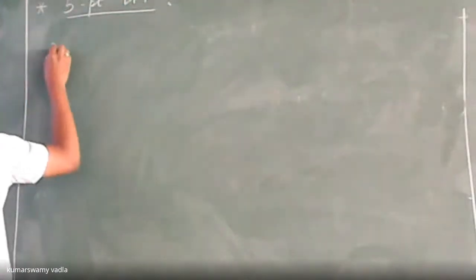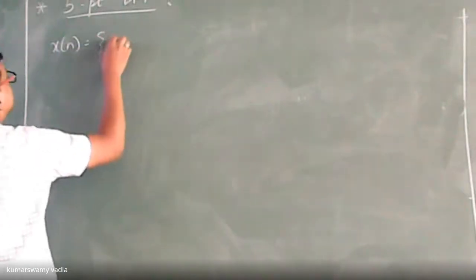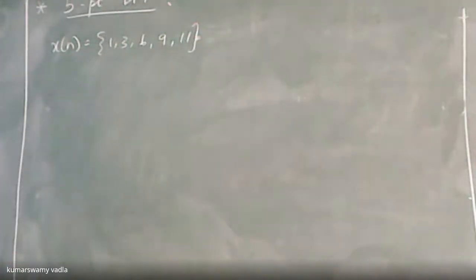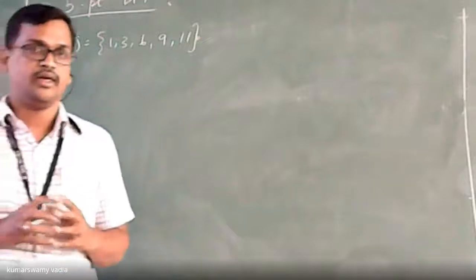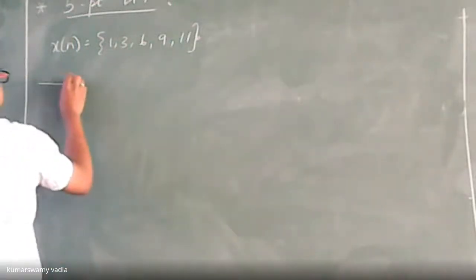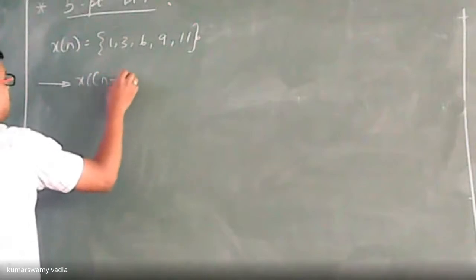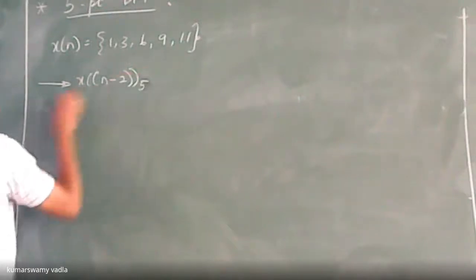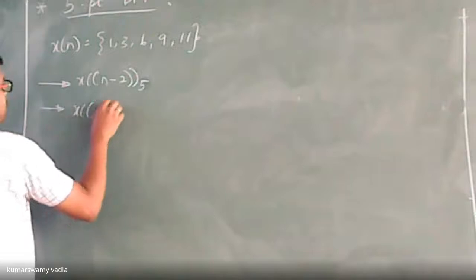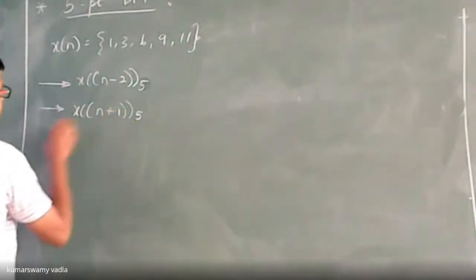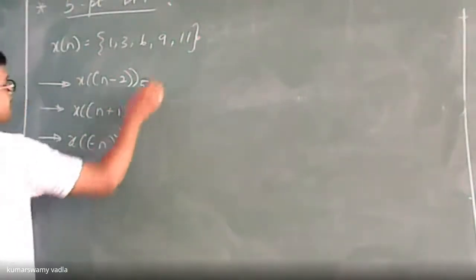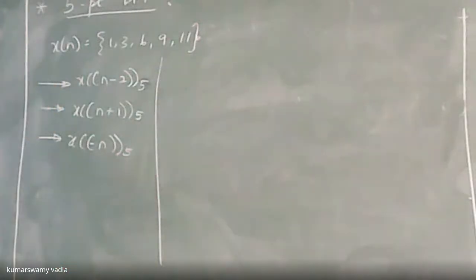Now, x of n is given as 1, 3, 6, 9, 11. They have given a 5-point sequence. Now, you should plot these things: x of n minus 2 of 5, then x of n plus 1 of 5, then x of minus n of 5. Is the question clear first, students?